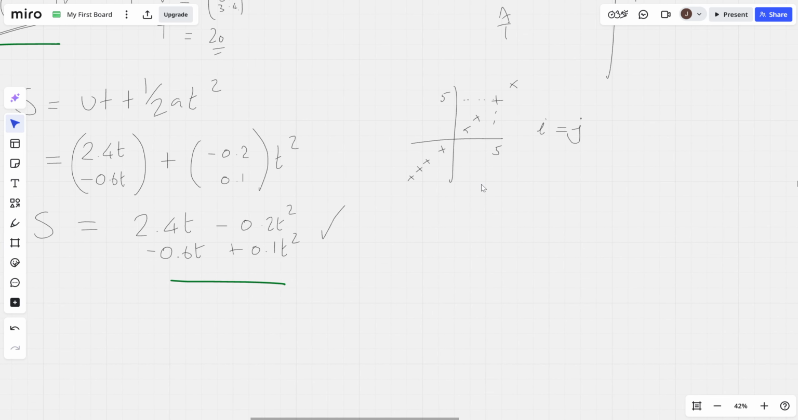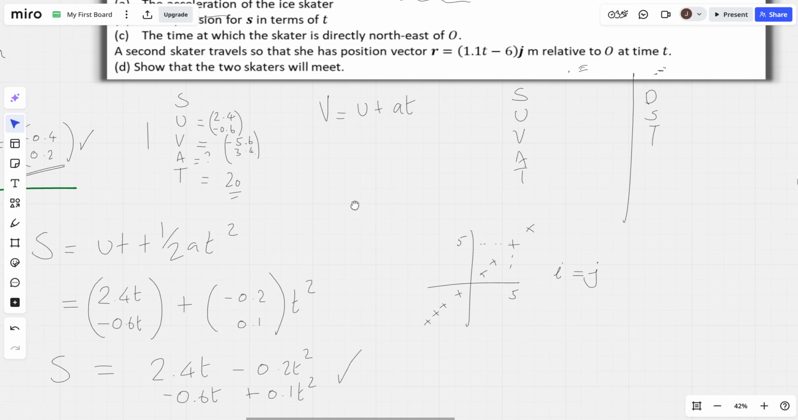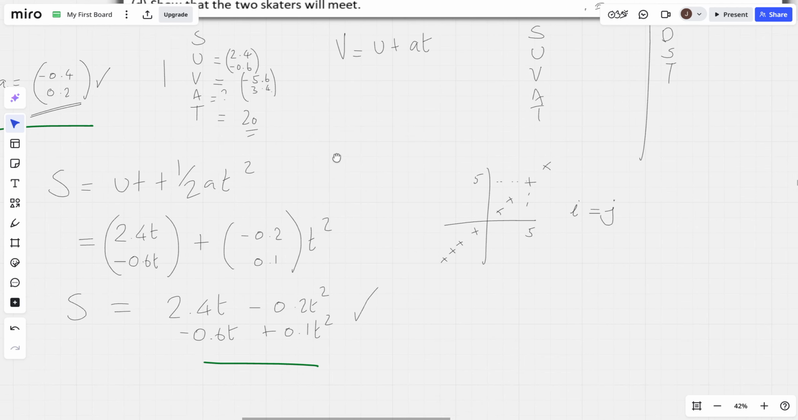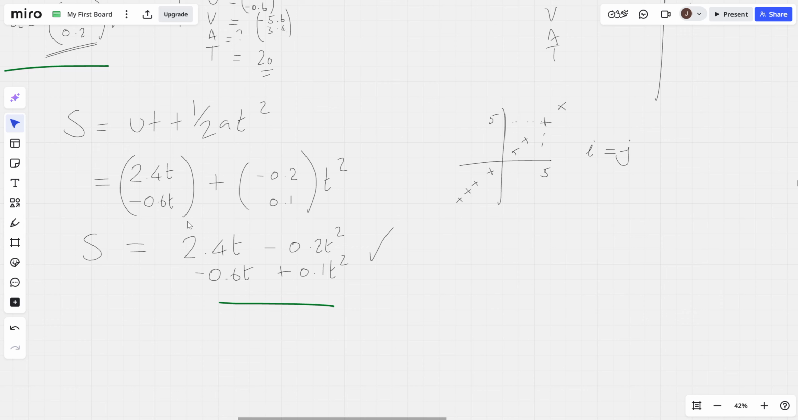I'm going to just check the wording one more time, at which it is. What I'm looking for is the language, if it might say when it is traveling or when it is. So this is about S. I'm just checking that the S part is correct. The top bit is the I bit. This bit is the J bit. I'm going to set them equal to one another then.